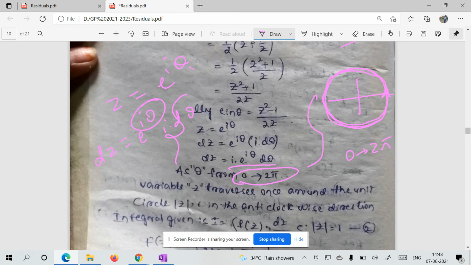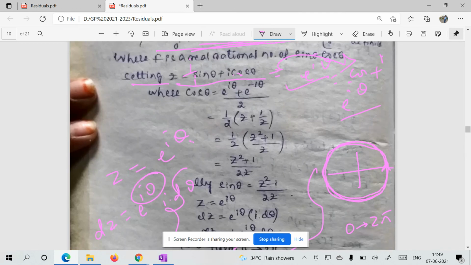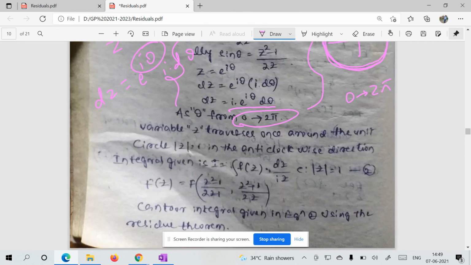These are the basic points whenever z is given in sin theta cos theta combination. So the variable z traverses once around the unit circle, mod z equal to 1, in the anti-clockwise direction. The integral given is the integration of f(z) dz by iz, where the contour C is mod z equal to 1, anti-clockwise direction.